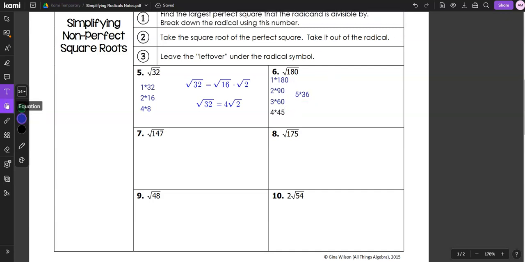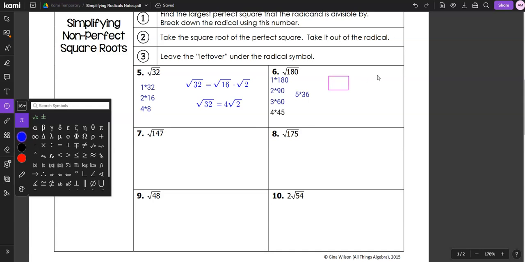So we're going to set this as the square root of 180 will be equal to the square root of 36 times the square root of 5. And that means that the square root of 180 is equal to 6 times the square root of 5.